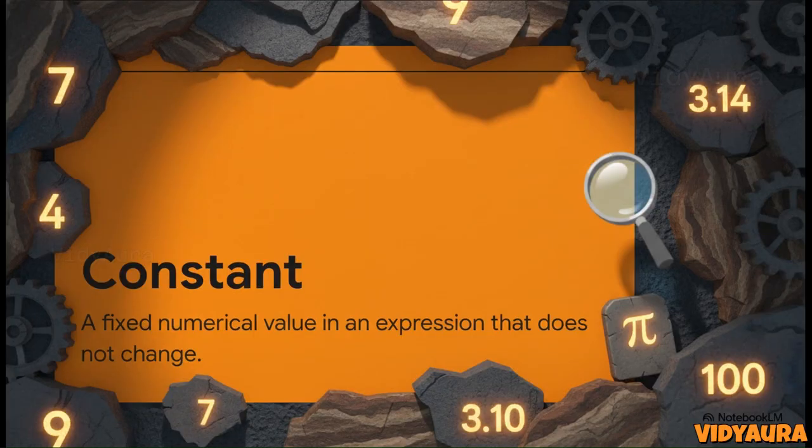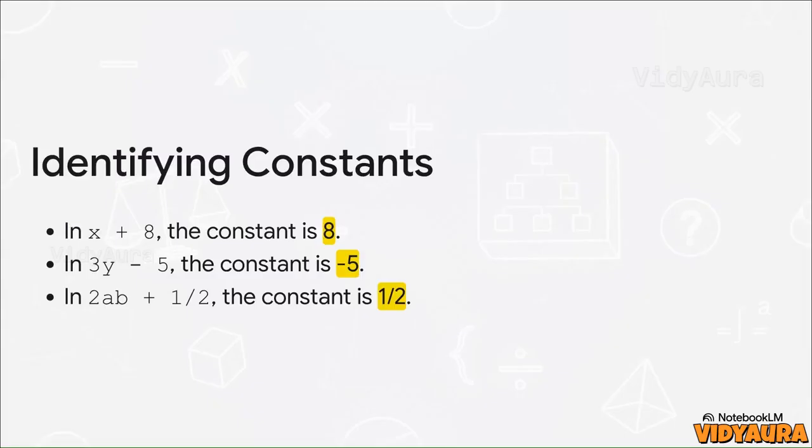Next, we've got the constant. And a constant is pretty much the exact opposite of a variable. It's just a plain old number. It's reliable, it's dependable, its value is constant. It never, ever changes. So for example, in x plus 8, the constant is just 8.